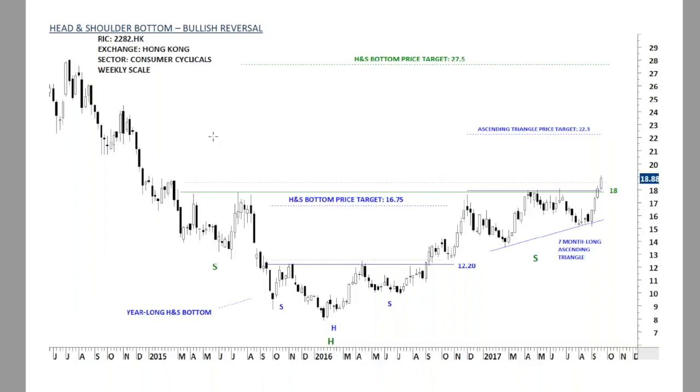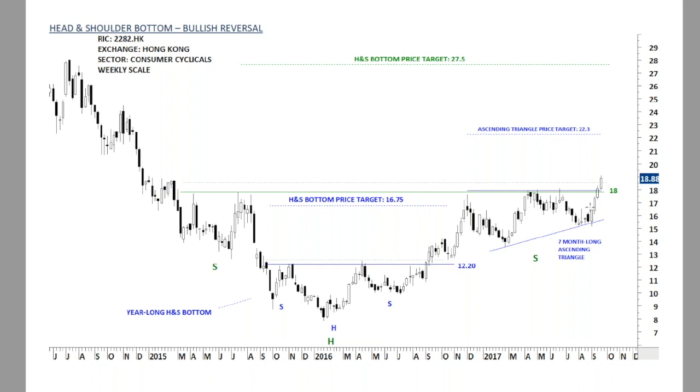Here we have another name from Hong Kong. Emerging market stocks have been doing well. Chinese equities have been doing well. There was a nice year-long head and shoulder bottom that formed on this stock, MGM China, a casino entertainment company. The breakout took place, a pullback, it reached its price target, and then for the past 7 months, it has been building this right shoulder of a major head and shoulder base formation.